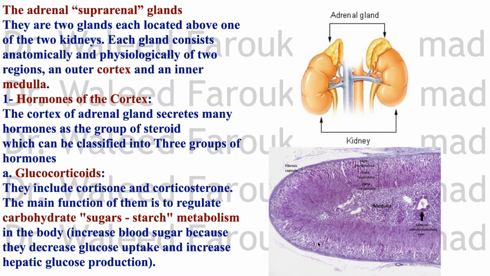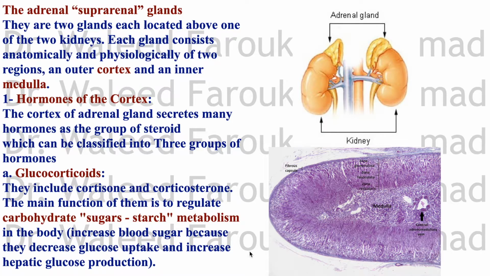Now, glucocorticoids include cortisone and corticosterone. They are secreted from the superficial zone of the cortex of the adrenal gland. The main function is to regulate carbohydrate metabolism in the body. It increases blood sugar. Now pay attention to the hormones that affect the blood sugar in the body. When we complete our study of the endocrine glands, we will know which endocrine glands control the blood sugar. The glucocorticoids, cortisone and corticosterone, increase blood sugar because they decrease the glucose uptake by the tissues.